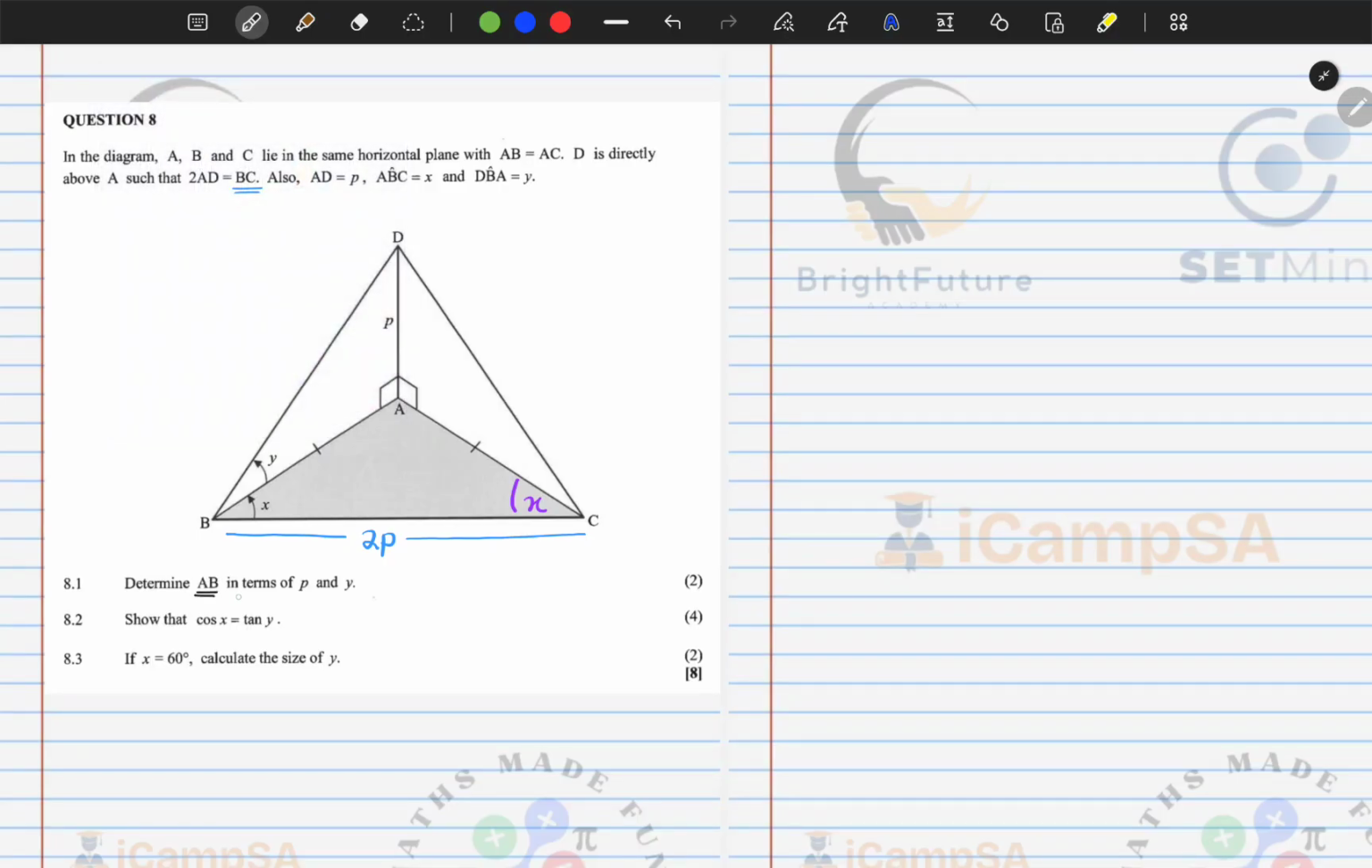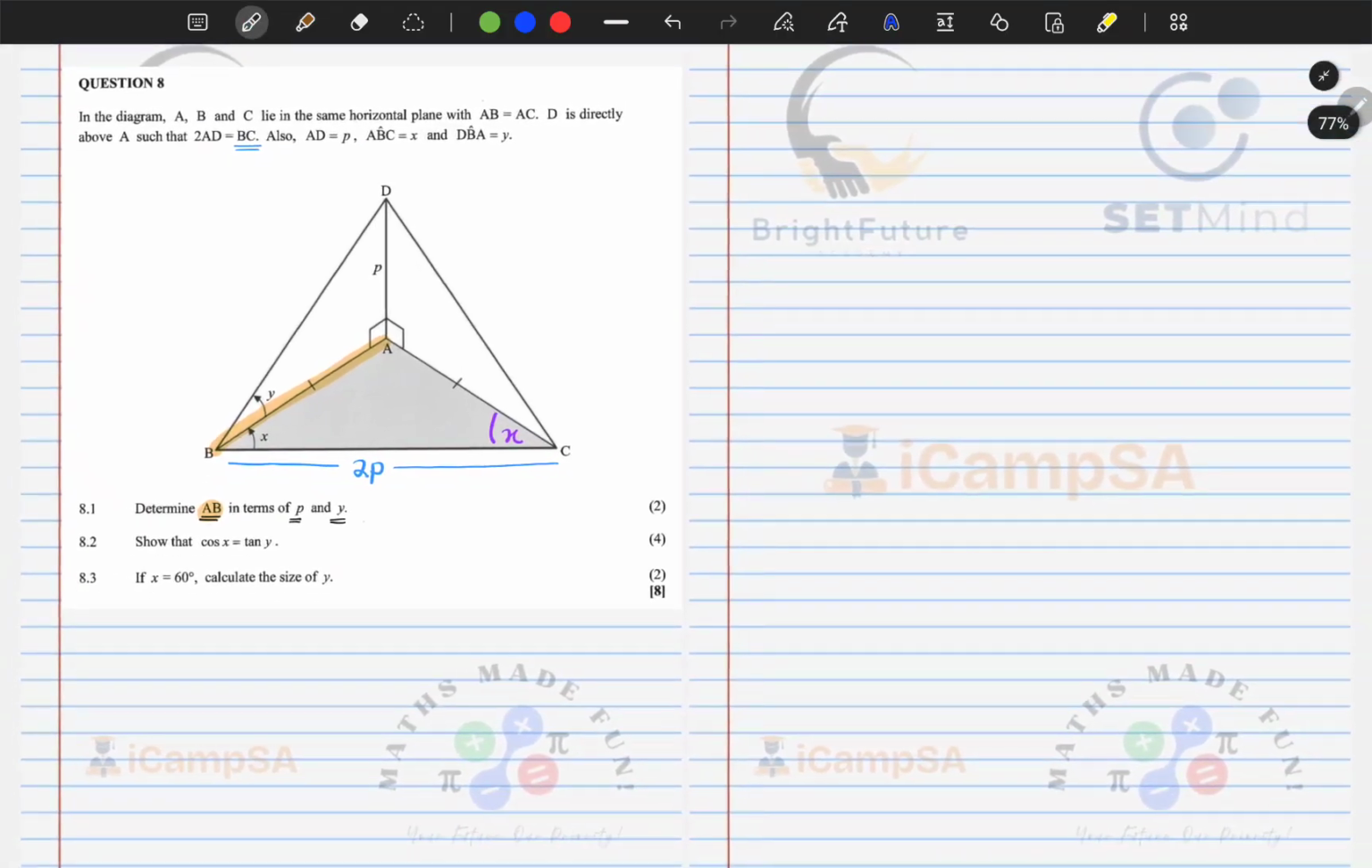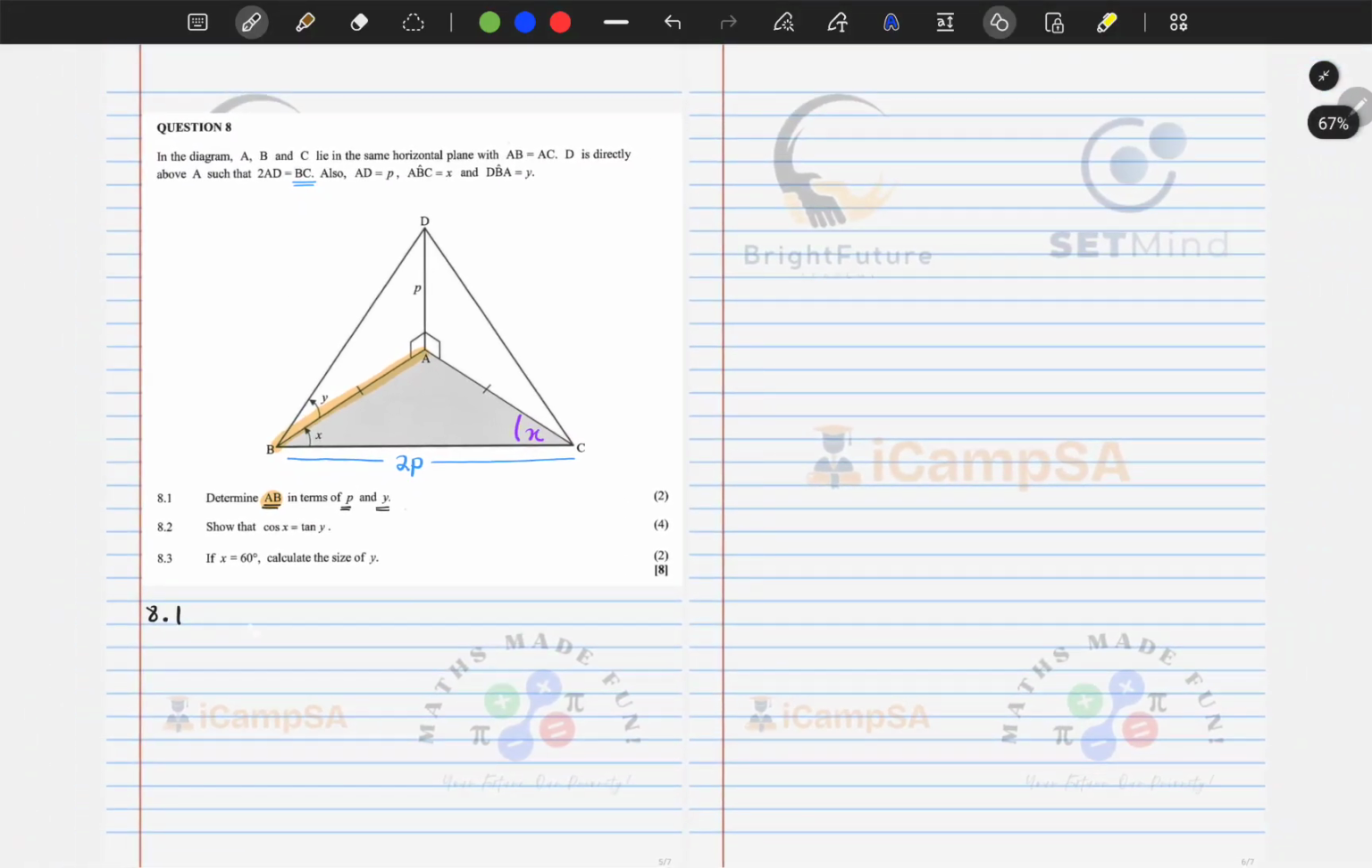We are required to determine AB in terms of P and Y. So let's have a look at AB. If you look carefully, this is what AB is. And if you look at the triangle involved, it should be very easy. We're looking at 8.1. You should be able to see that we can extract a triangle like this from the problem. And that triangle is going to be DBA, like this, where at angle A, that is where we have the 90 degrees. And we have a P here, and we have angle Y. And we're required to determine AB in terms of P and Y.